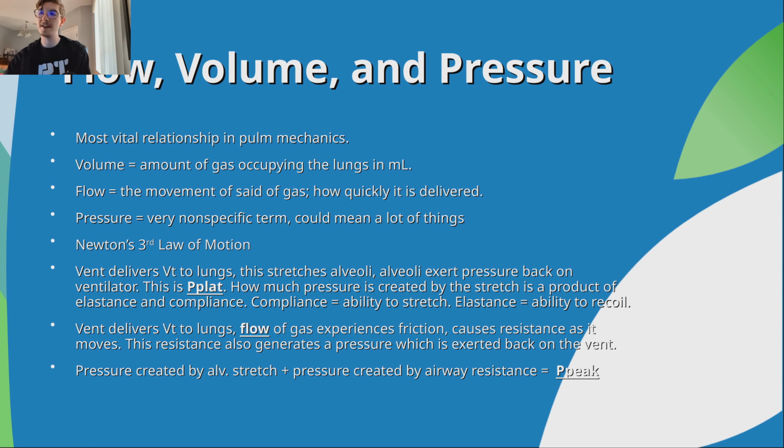So basically, when the ventilator delivers a volume to the lungs, that volume is going to stretch the alveoli, which creates a pressure. That pressure is then exerted back onto the ventilator, and this can be measured as the plateau pressure. How much pressure is created by the stretch and created by that volume is a product of elastance and compliance. Compliance is essentially the ability for the lungs to stretch, and elastance is the ability for the lungs to recoil. They're essentially inversely related to each other.